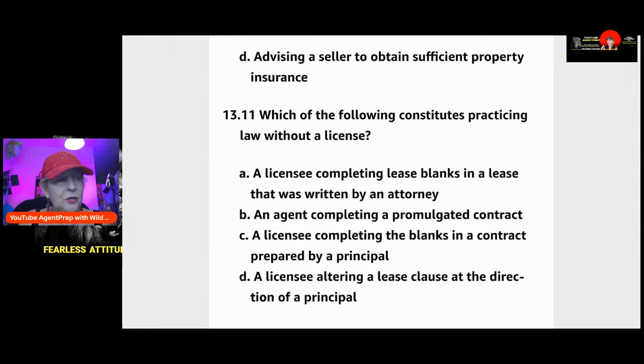D. That is correct. A licensee altering a lease clause at the direction of a principal. We do not alter clauses. We do not change clauses. We fill in the blanks. That's what we do. Under whose instructions? The principal. Not under our own. We work for the principal. We don't work for the brokerage. We work for the principal. Unless you're an employee of the brokerage, right? You could be an employee.